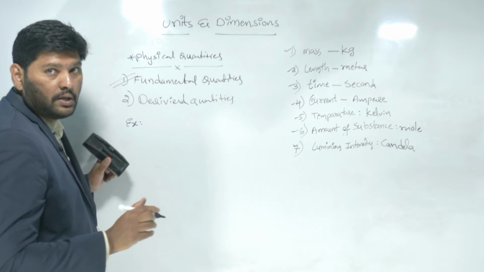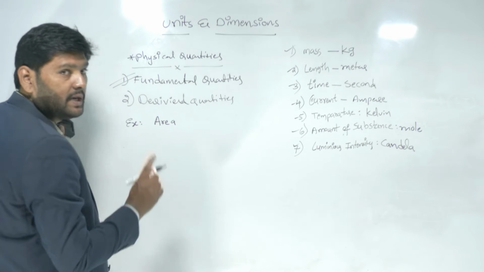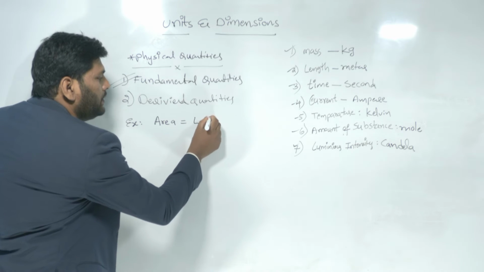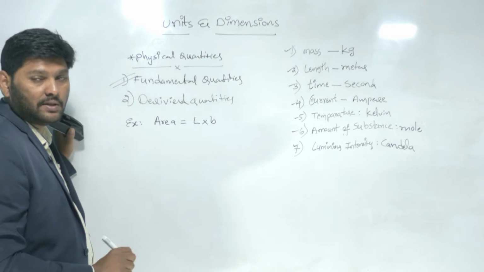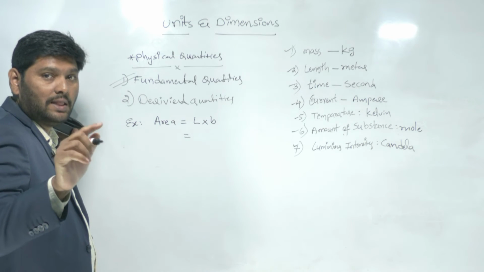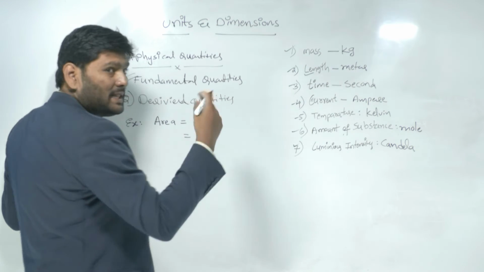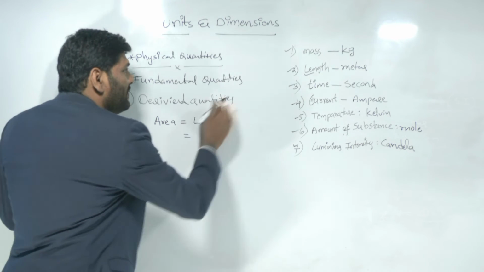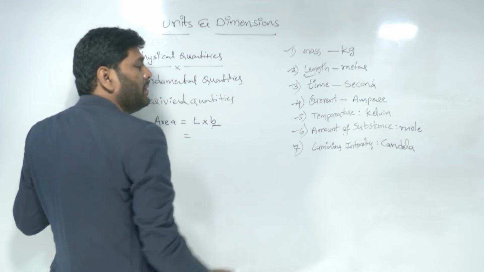Examples for derived quantity. You know area. Area is a physical quantity. I think area is nothing but length into breadth. Am I right? Yes, I am right. Area means what? Length into breadth. You know very well. So here length is a fundamental quantity. Even breadth is nothing but length only, isn't it? Okay, so length is a fundamental quantity. Even breadth is also length only, that is also a fundamental quantity.